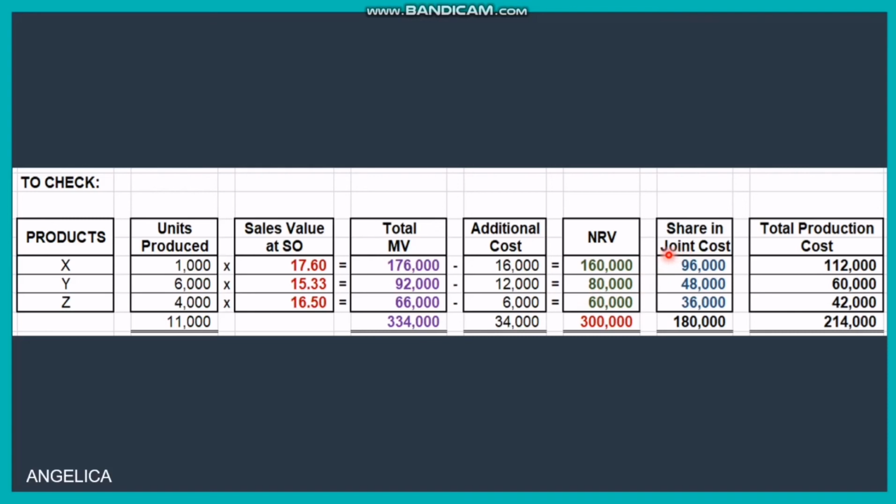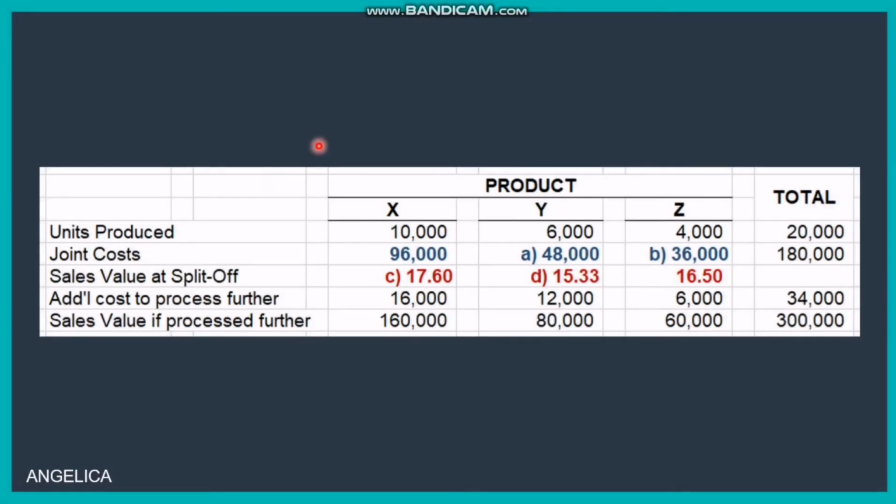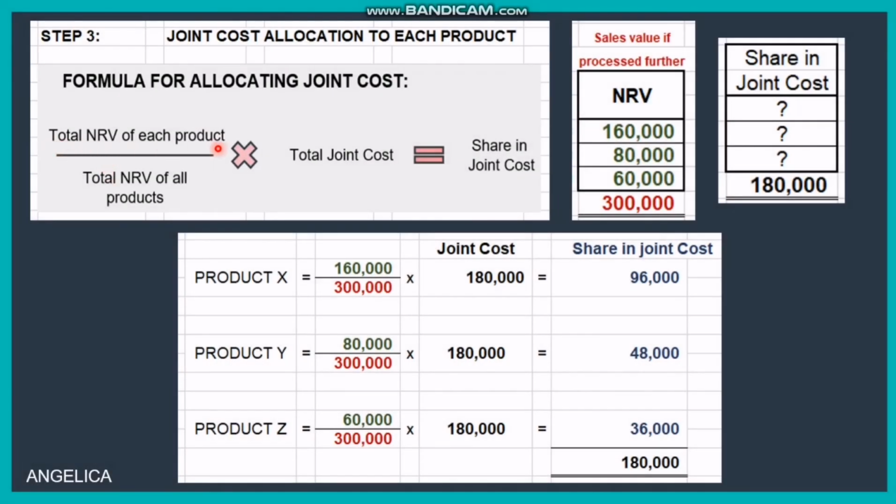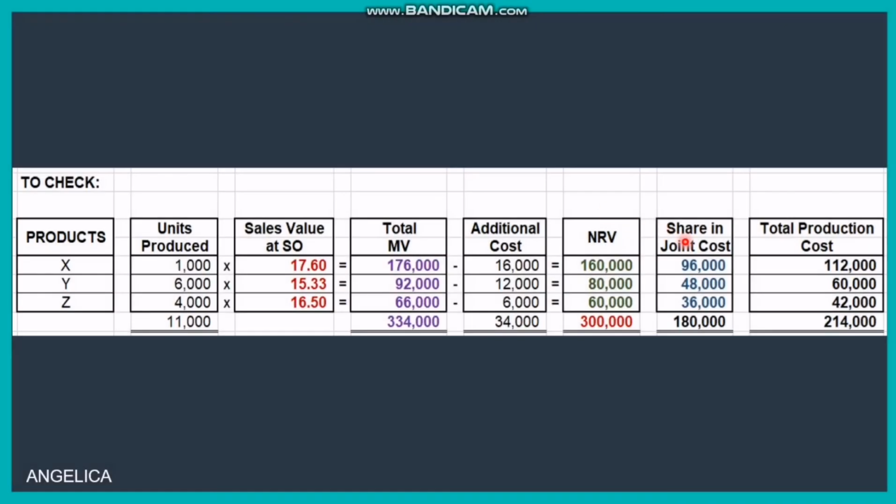Again, to get the share in joint cost, you just follow the formula: total NRV of each product over total NRV of all products times total joint cost equals share in joint cost, which for products X, Y, and Z, we have 96,000 pesos, 48,000 pesos, and 36,000 pesos respectively, with a total joint cost of 180,000 pesos.